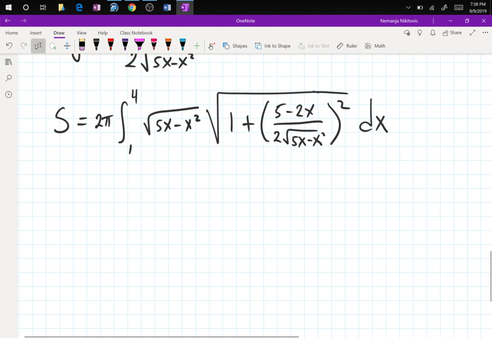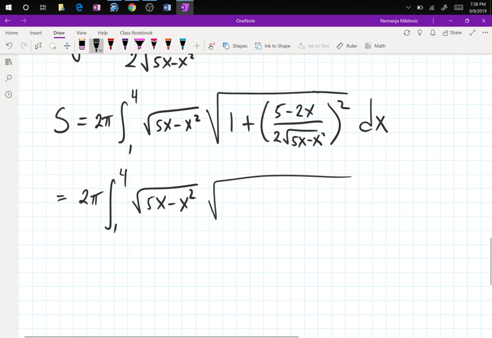See that square? It's going to kill the square root in the denominator. And when I multiply 2 square roots, it's going to cancel. It's going to work out nicely at the end. Let's see. 2 pi, 1 to 4. Copy the first square root. The second one, first we get everything squared. So that's 5 minus 2x squared divided by 4 times 5x minus x squared. So the square changed the 2 into a 4, and then the square killed the root in the denominator.